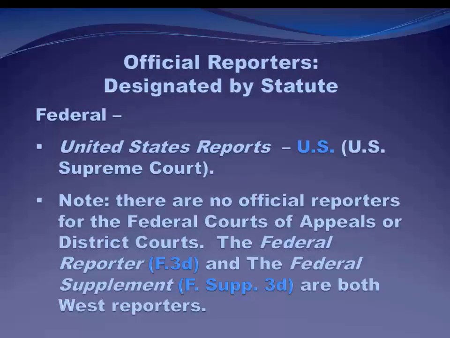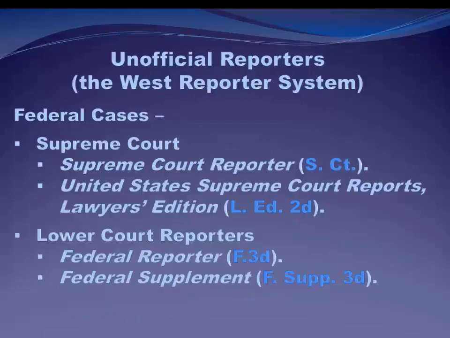As I mentioned, the Federal Reporter and the Federal Supplement are the only 2 available for the intermediate and the district courts at the federal level. And there are also 2 unofficial reporters for the Supreme Court. You're all familiar with this: the Supreme Court Reporter and the U.S. Supreme Court Reports, Lawyers' Edition. Basically, you can find the same text of the case that you could find in U.S. Reports, but there would be additional finding aids, headnotes, and key numbers and things like that in the unofficial versions.